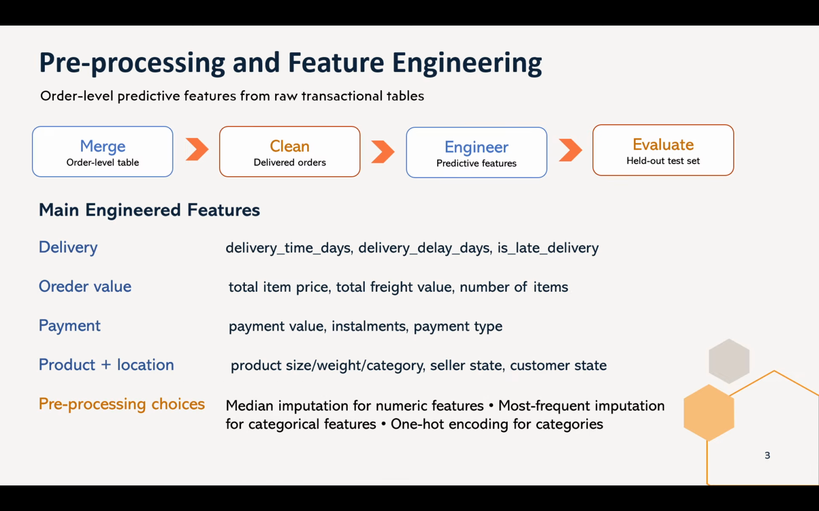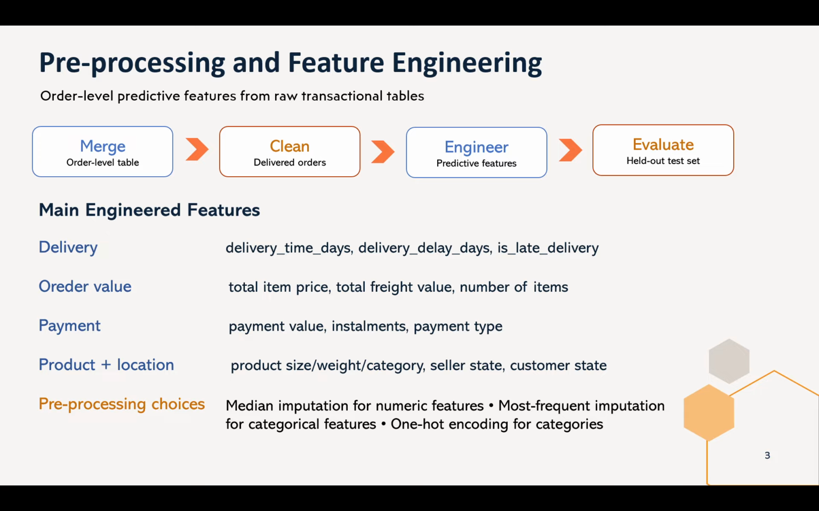Pre-processing and feature engineering. The original dataset had information spread across different CSV files, so I merged them into one order level dataset. I created important features such as delivery time, delivery delay, late delivery indicator, total price, freight value, number of items, number of sellers, payment value, payment installments, product details, and customer and seller location features.